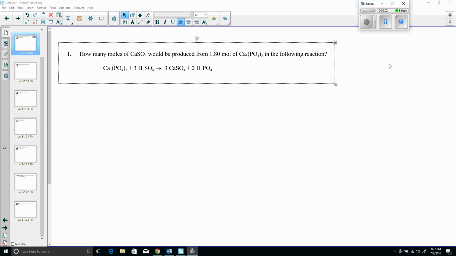Okay, welcome back to the tutoring session involving Ashley Johnson's fabulous worksheet. So what we're looking at here is we're using now chemical equations to solve problems.